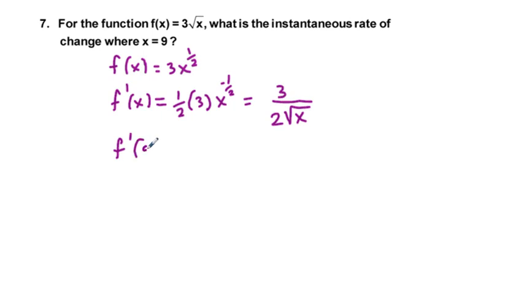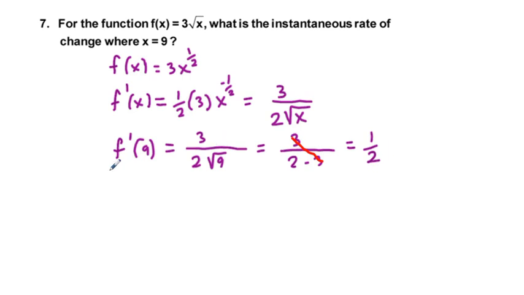And then f prime of 9, we're going to have 3 over 2 times square root of 9. So that's going to be 3 over 2 times 3, and the 3 over 3 cancel each other, so we have 1/2.